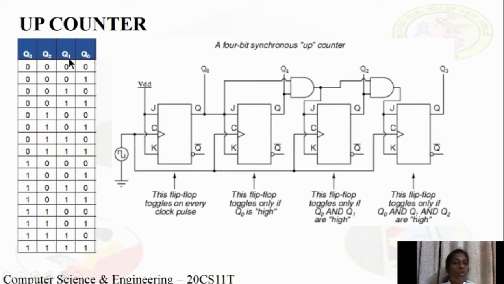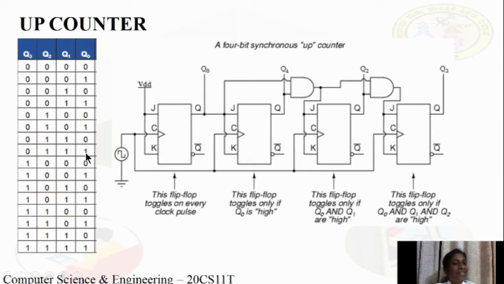Next, Q2 changes its state from 0 to 1 or 1 to 0 when both the Q1 and Q0 values are high. Next, Q3 changes its state from 0 to 1 or 1 to 0 whenever the Q0, Q1 and Q2 values are high.